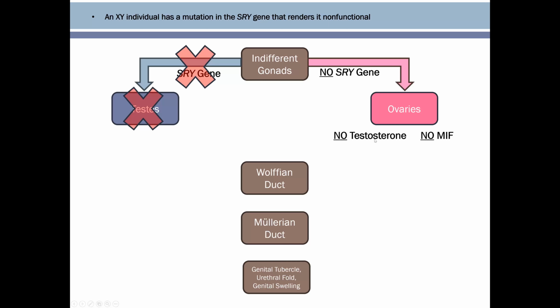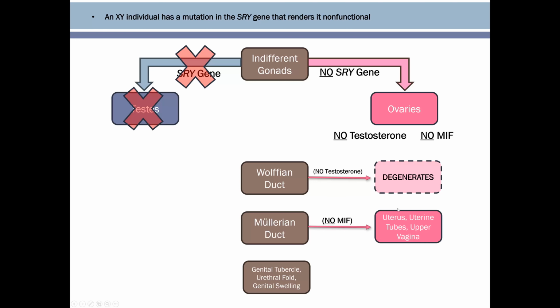So without testosterone, the Wolffian duct will degenerate. Without the Mullerian inhibiting factor, the Mullerian duct will become the uterus, uterine tubes, and vagina. And without the testosterone, the external embryological structures will become the clitoris, labia minora, and labia majora. So you can have an XY individual who has ovaries and all of the female parts.